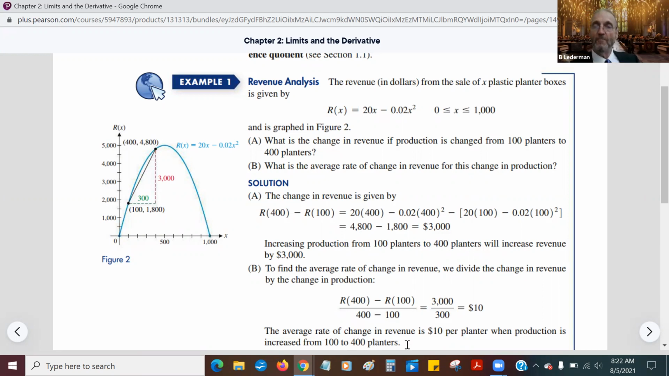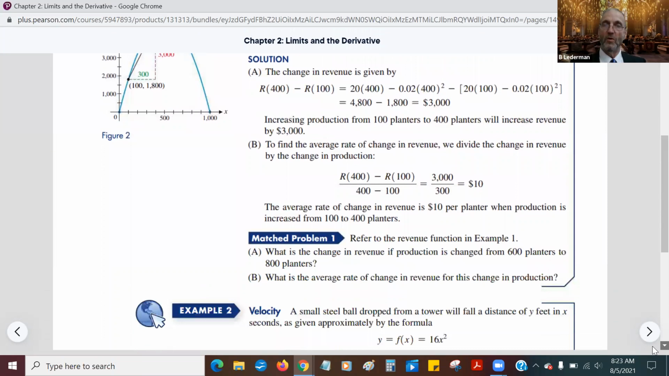So we're not saying that you charge $10 more for each planter. We're not saying that, but it's $10 per planter. In other words, if you take the entire revenue change and divide that by how many planters you have, it comes out to be $10 per planter.